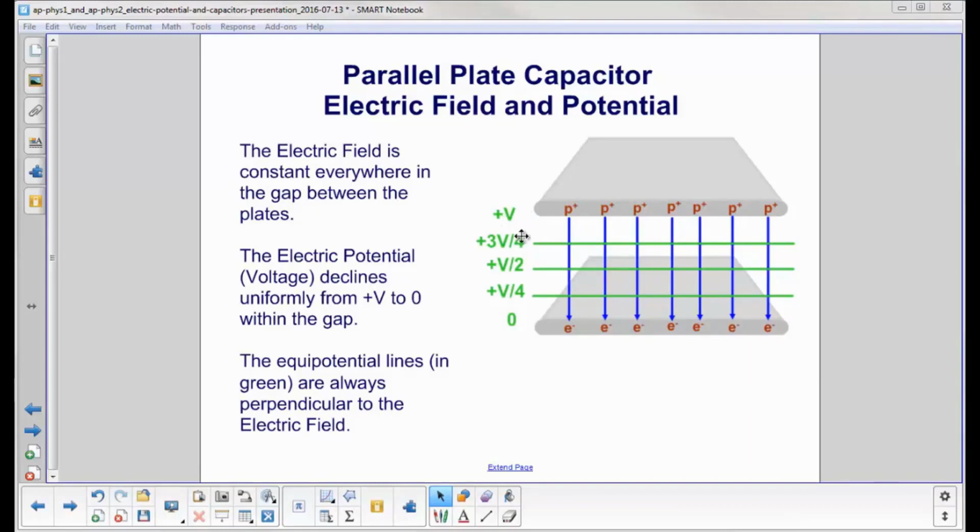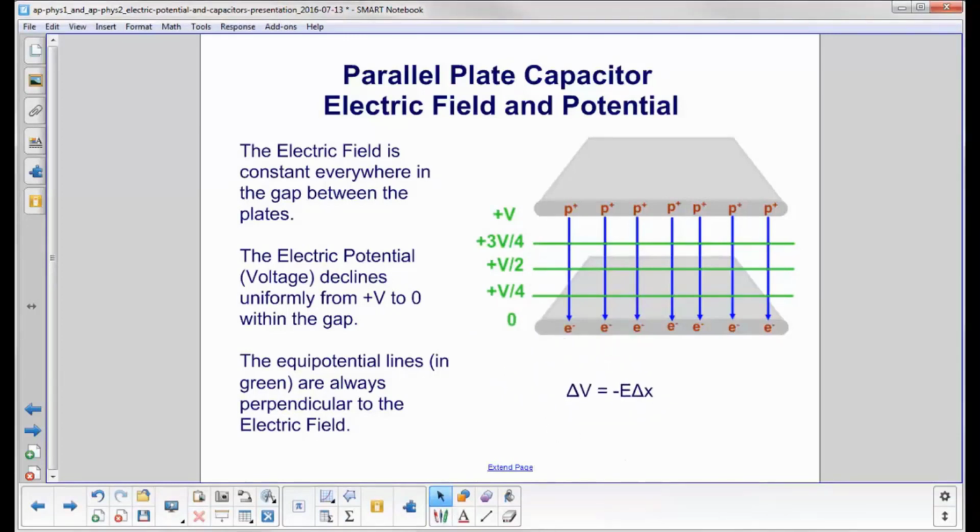You can see plus V, 3/4 V, 1/2 V. You can see how that's a linear progression there. On a ruler, this would be 0, 1/4 inch, 1/2 inch, 3/4 inch, 1 inch. Why is that just like that? Well, because of this equation right here.